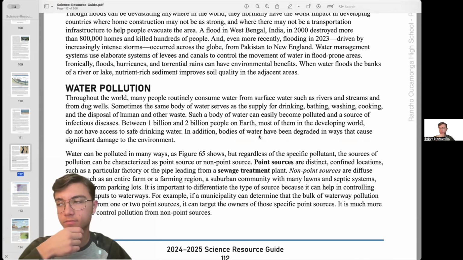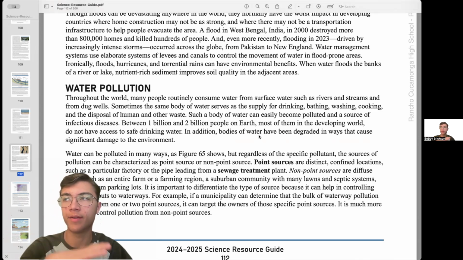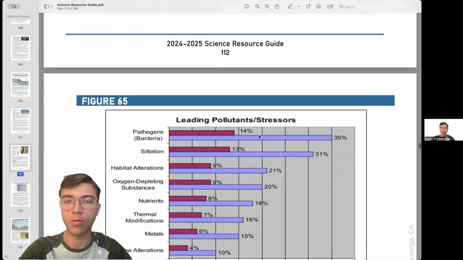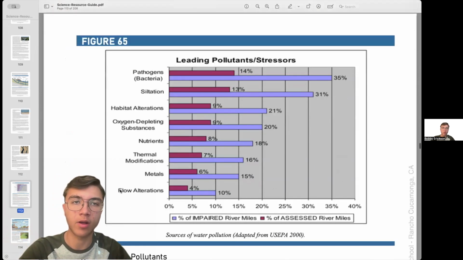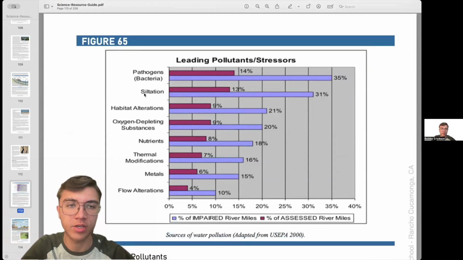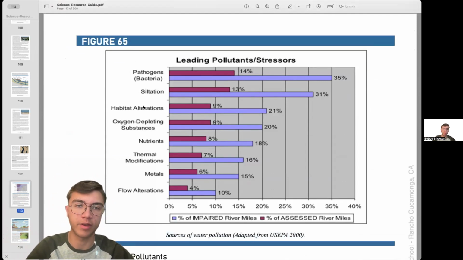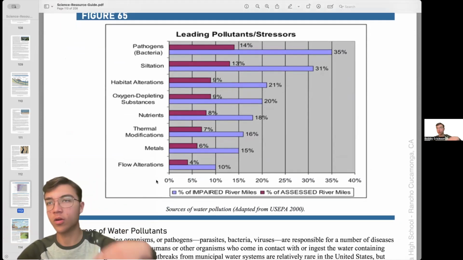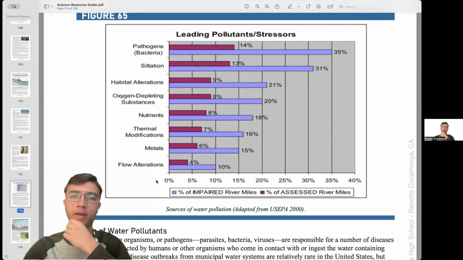And then at the very bottom we have flow alterations. Yes, flow alterations. So then we need to remember that the next one is siltation, habitat alterations, oxygen depleting substances, nutrients, thermal modifications, and metals. So keep going back over these things so that we can remember them later.